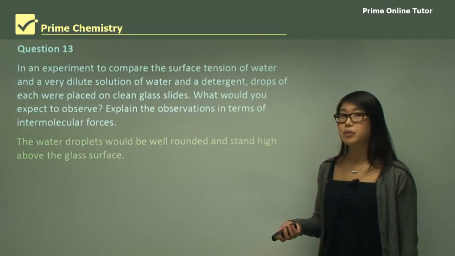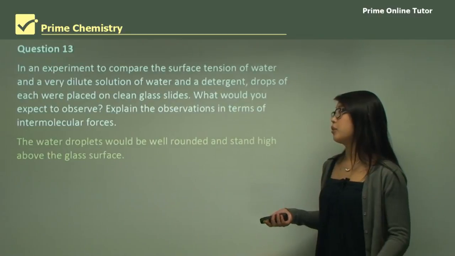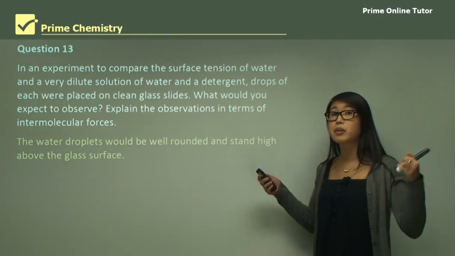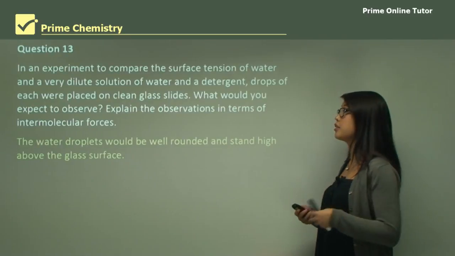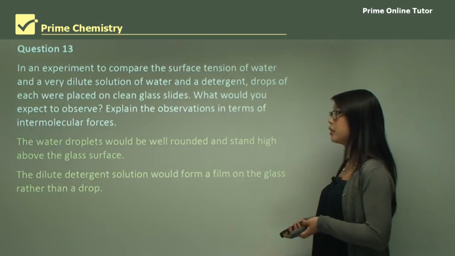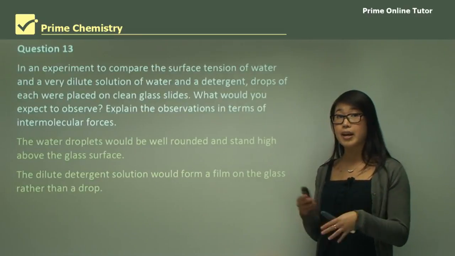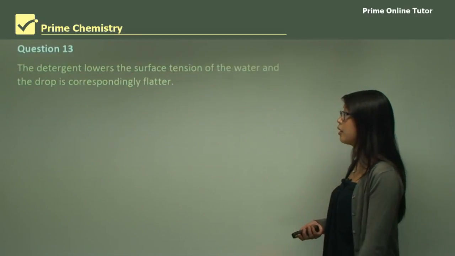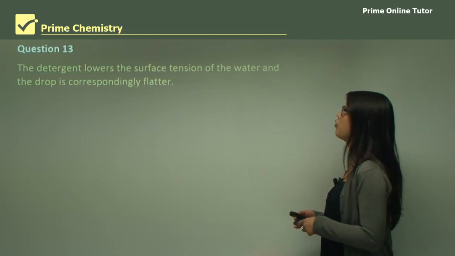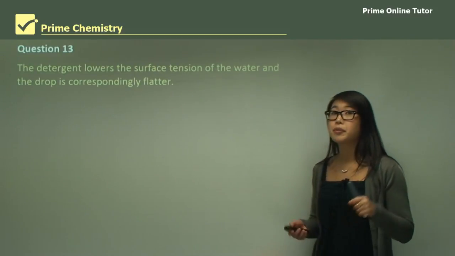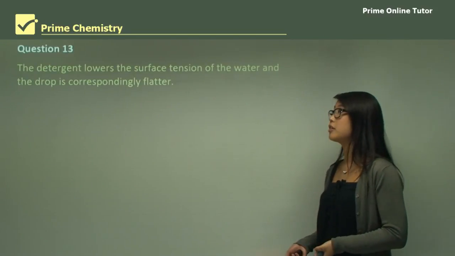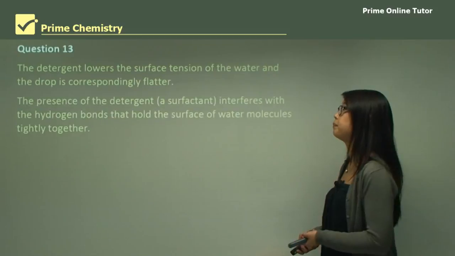So the water droplets will form well-rounded spheres and stand high above the glass surface because remember they have strong cohesive forces. The dilute detergent solution will form a thin film on the glass rather than a drop because it's interacting and breaking up these forces. So the detergent is going to lower the surface tension of the water, and the drop is going to be flatter because we're interacting and breaking up the intermolecular forces that are usually quite strong.